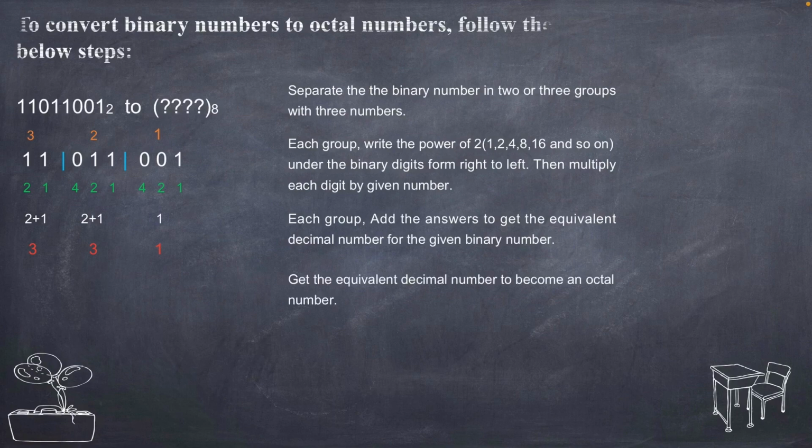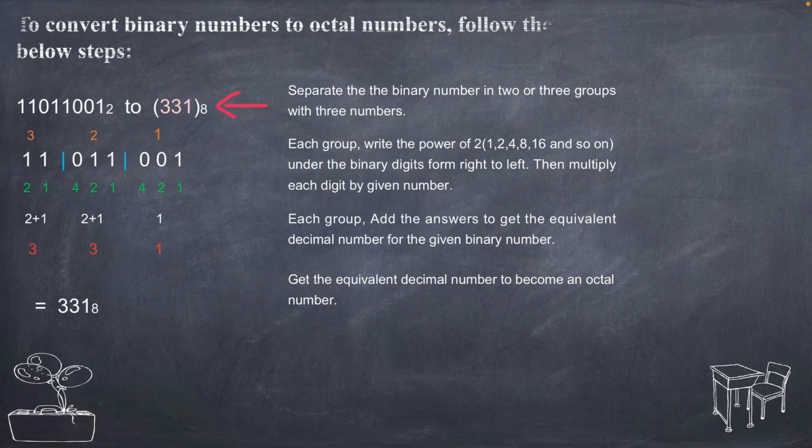Tapos, get the equivalent decimal numbers to become an octal number. So, kunin daw natin yung mga nakuha nating sagot, itong 331, pagsamasamahin daw natin para maging octal number, gaya nito. So, meron tayong 331 base 8. So, yung binary number daw na 11011001 base 2, pag kinonvert natin siya sa octal number, ang lalabas na number ay 331 base 8.